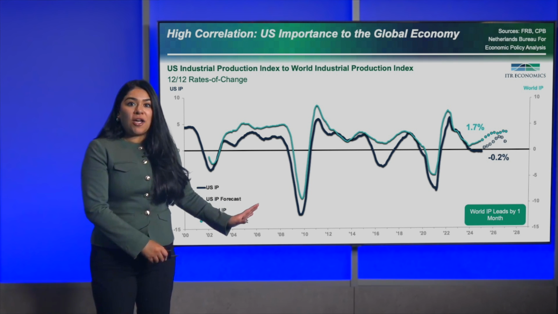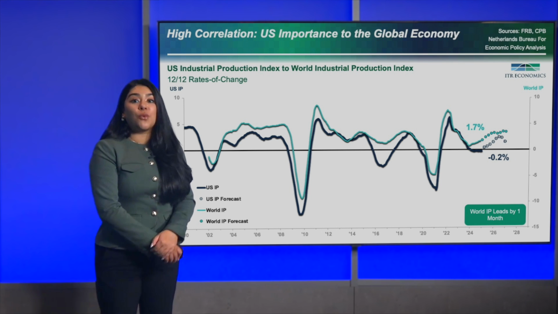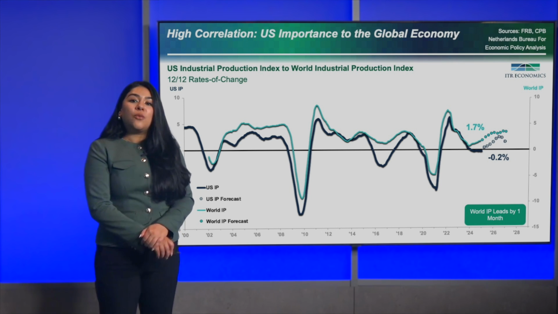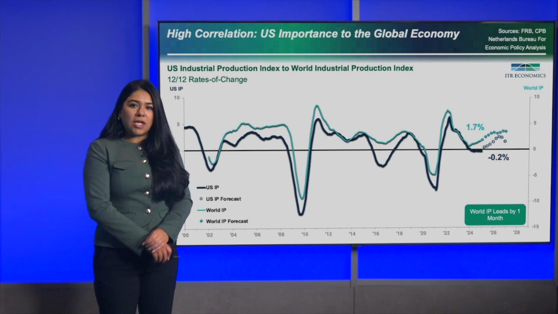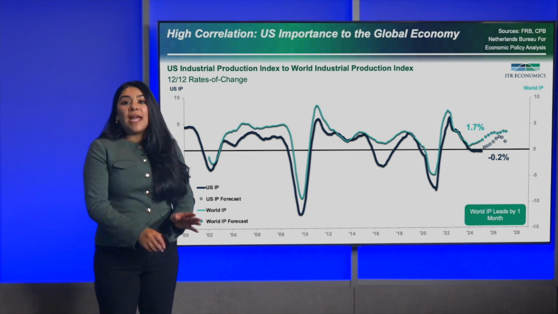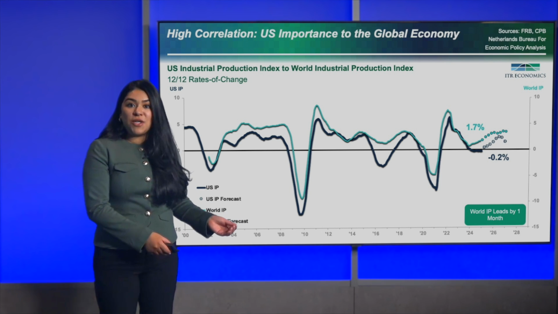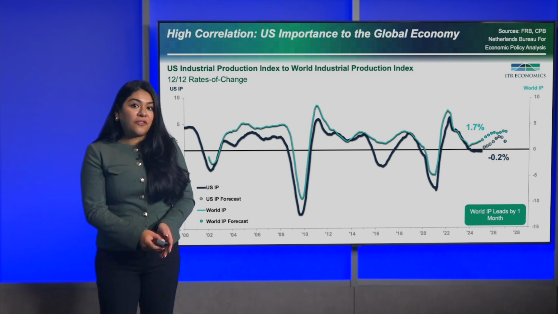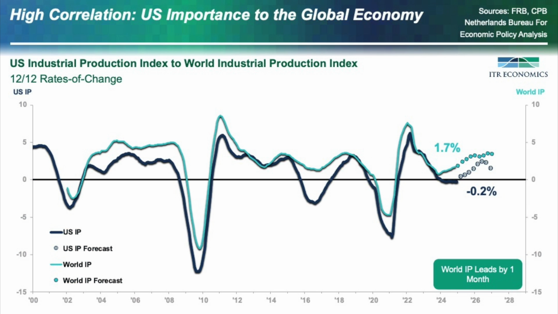Starting out with the global economy. So here we're looking at the U.S. Industrial Production Index compared to the World Industrial Production Index. We have our rates of change here. And as you can see, there's a very close correlation between both the U.S. and World Industrial Production Indexes. That's mainly because what happens in the United States has a significant effect on the world industrial production and vice versa. So here we can see mild growth on both the world and U.S. fronts. So overall, you can take this as fairly good news.